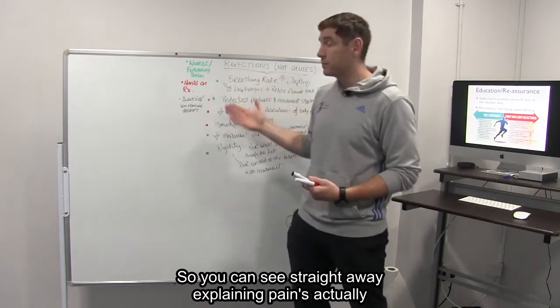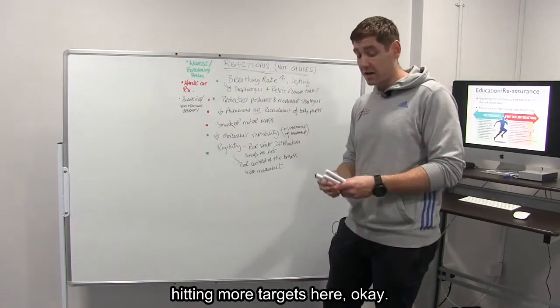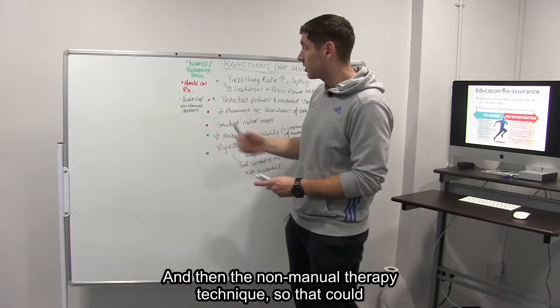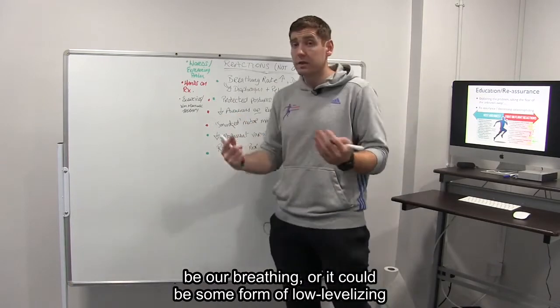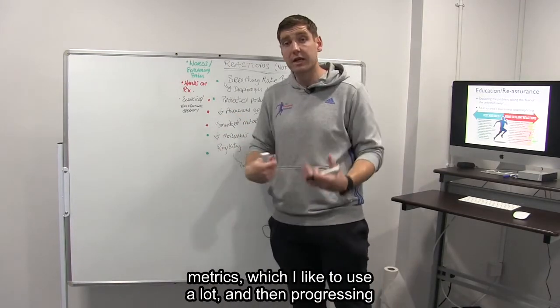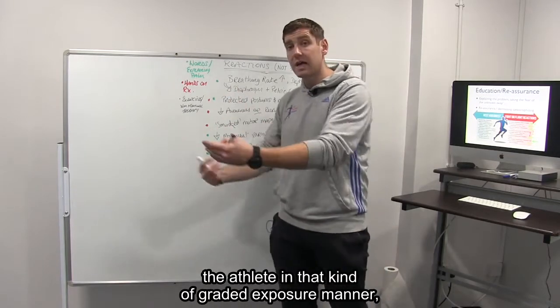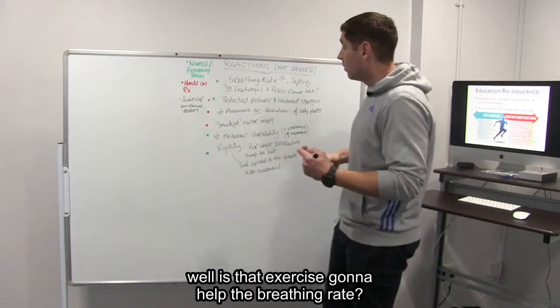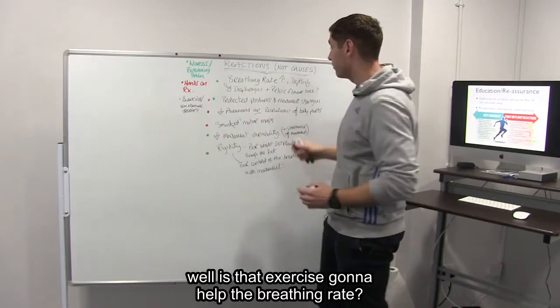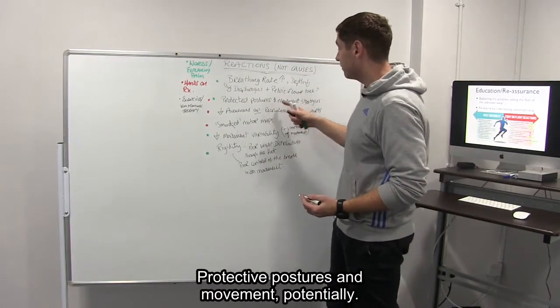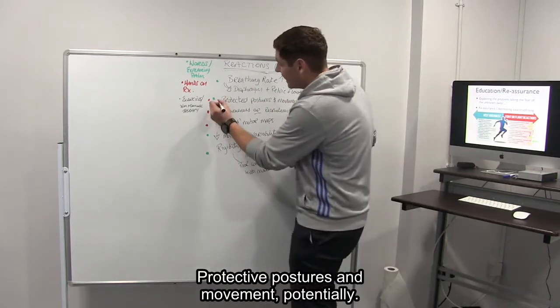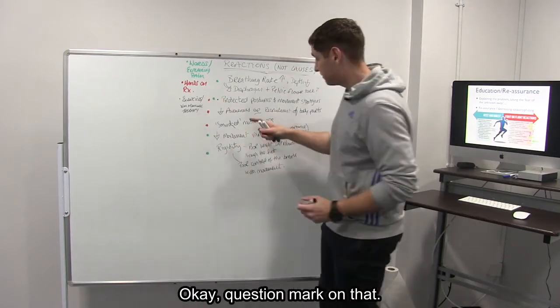So you can see straight away explaining pain is actually hitting more targets here. And then the non-manual therapy technique, so that could be your breathing, or it could be some form of low-level isometrics, which I like to use a lot, and then progressing the athlete in that graded exposure manner. Well, is that exercise going to help the breathing rate? Not really. Protective postures and movement? Potentially, question mark on that.